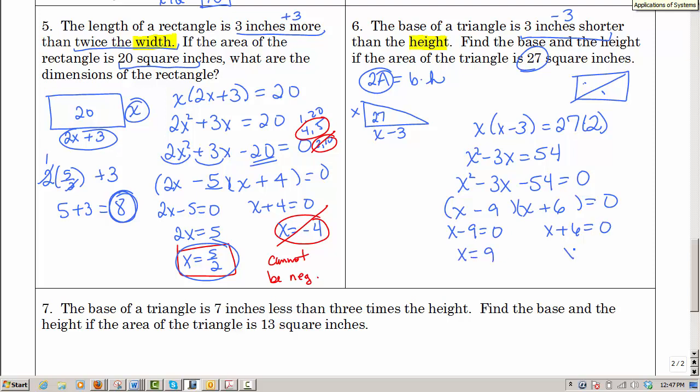And we're solving. One more time. Have to throw out the negative. Cannot be a dimension. So if x is 9, then x minus 3 is 6. So our dimensions are 9 by 6.